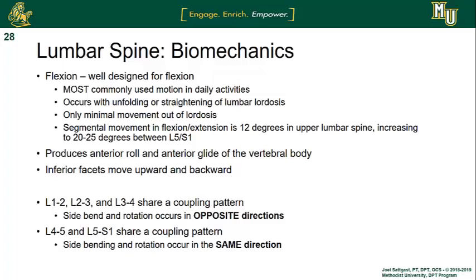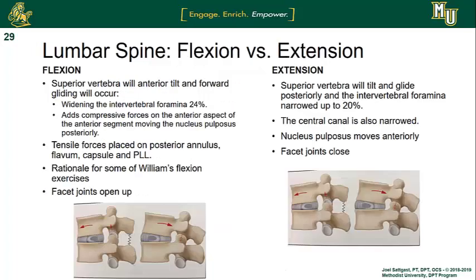When flexion occurs, it produces an anterior roll and anterior glide of the vertebral body, one on top of the next, such that the inferior facet moves upward and backward. L1, 2, 3, and 4 all share a coupling pattern such that side bend and rotation occur in opposite directions. However, as you get into L4, 5, and 5S1, the coupling pattern is side bend and rotation occur in the same direction. So let's look at that a little bit further, specifically with flexion and extension.